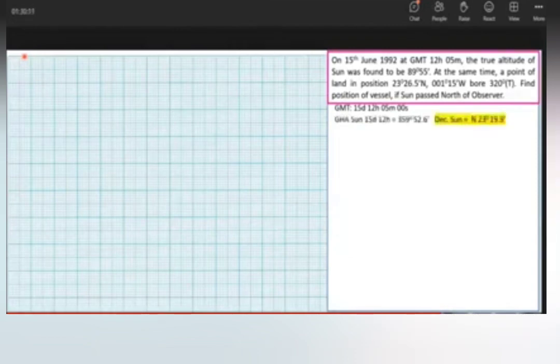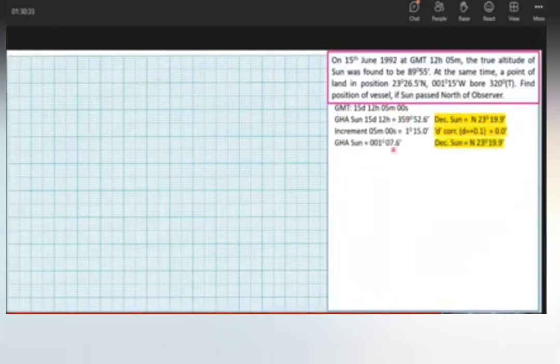We first, to be able to get the GP, get the GHA of the sun and its declination. So we have this as the GMT. From the almanac, we start getting the GHA and declination. Then we have the increment for GHA and the correction for the declination. We get the GHA of the sun and the declination of the sun.